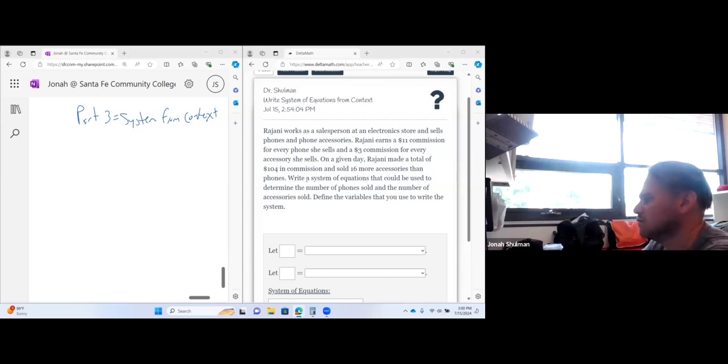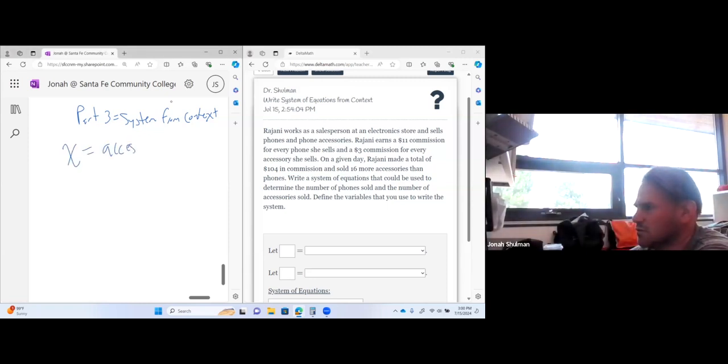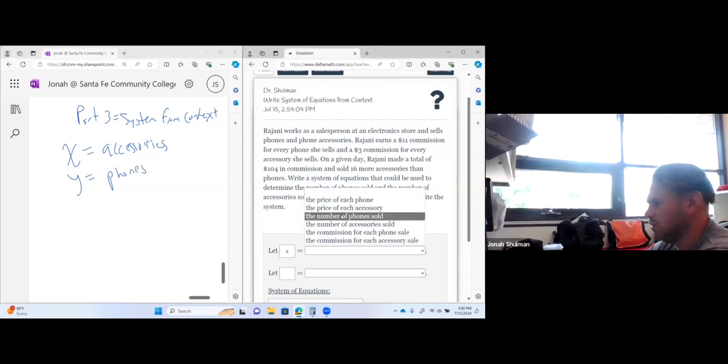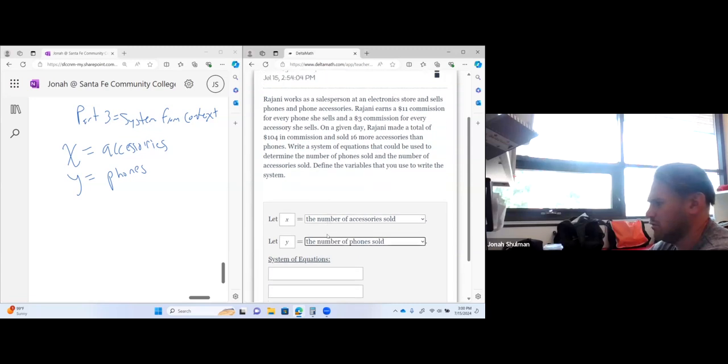So we got to write this. We'll make x equal accessories, I'm sorry about my spelling, and we're going to do y equal phones. However you want to set it up doesn't really matter. So x is going to be the number of accessories sold, and y is going to be the number of phones sold. We have to write the equations. I think they just want us to write the equations and not actually solve it, which is totally fine. We could solve it if we want.